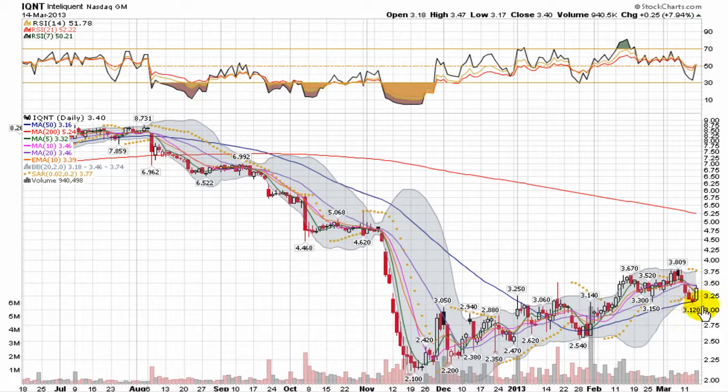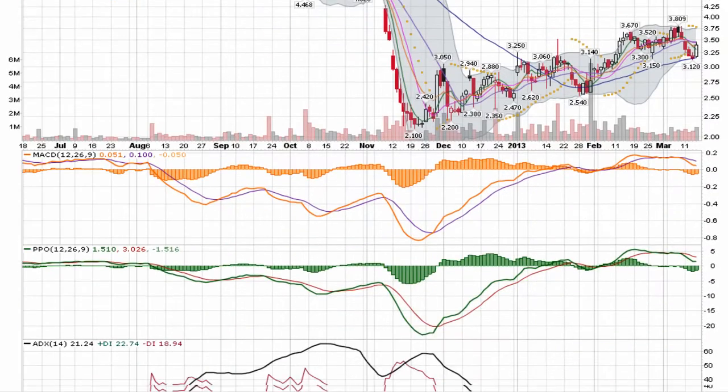And importantly, I like the fact that it bounced off of this 50-day moving average this week. Closed up on Thursday about 8%, 940,000 shares traded. That's plenty of liquidity. Now I'm going to look to see if this is going to continue on this upward path and try and punch through and make some new highs.